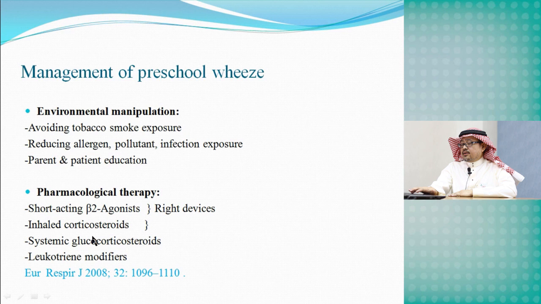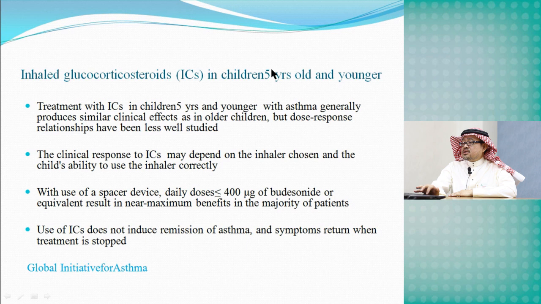The inhaled corticosteroids in children 5 years old and younger: the treatment with the inhaled corticosteroids in children 5 years and younger with asthma generally produces similar clinical effect as in the older children, but those response relationships have been less well studied. The clinical response to the inhaled corticosteroids may depend on the inhaler choice and the child's ability to use the inhaler correctly.